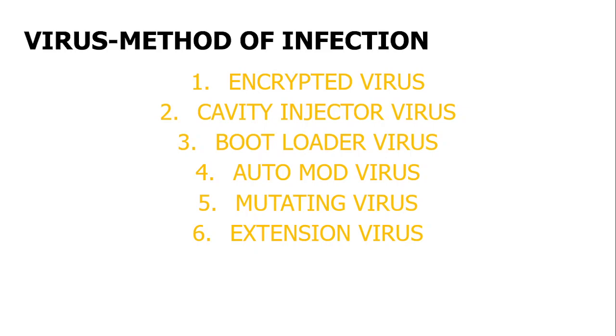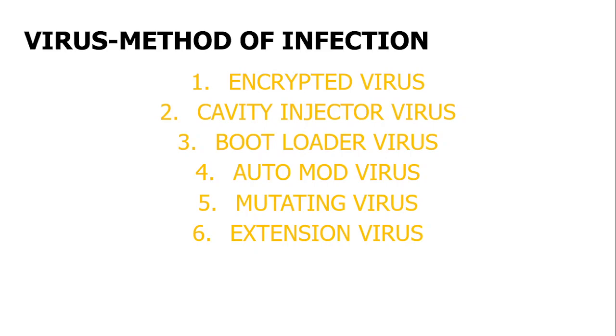Next one, mutating virus. In the mutating virus, the infection part on each file is different. To enable mutation, the virus needs to contain a mutating engine. With the help of mutation, each and every time it leaves a different injection part with the target file, and there is no change in the original source of the virus.